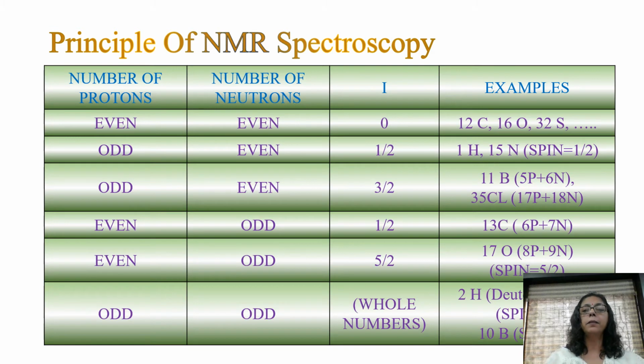Now look at this table. Number of protons, number of neutrons, the total spin of the nucleus, and the examples therein. When the number of protons and number of neutrons are both even, the total spin is 0, and these nuclei are NMR inactive. So talking about 12C, talking about 16O, all NMR inactive.